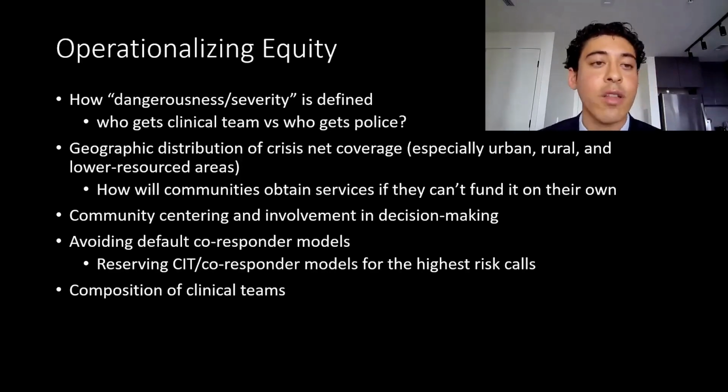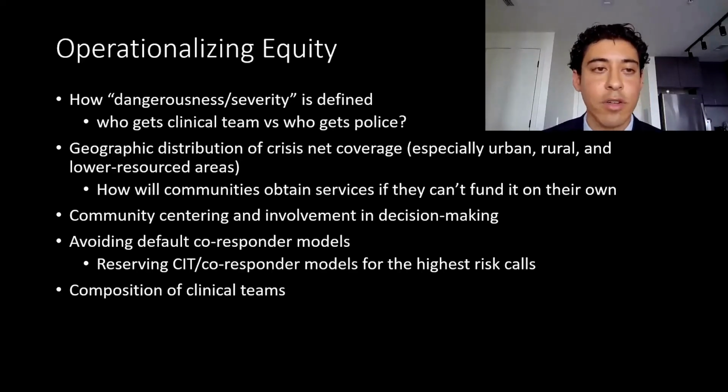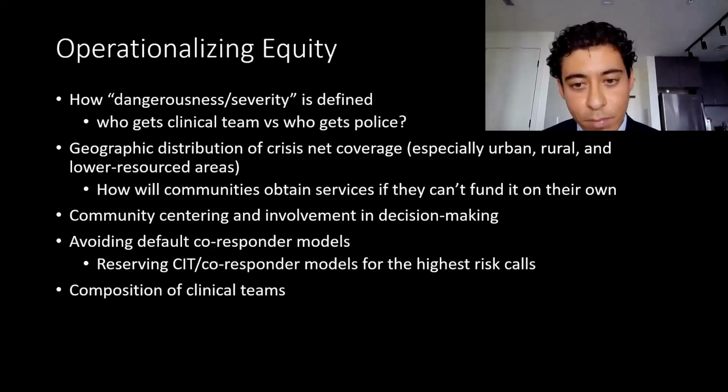So avoiding default co-responder models, which are still policing oriented and managed and supervised by police departments. And if they are used, reserving them for the highest risk calls. And also how the clinical teams are composed and developed, as we heard earlier today, has been a challenge as the workforce is already so limited.